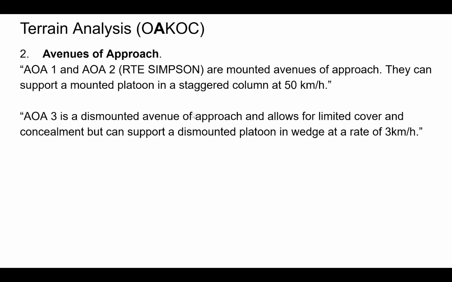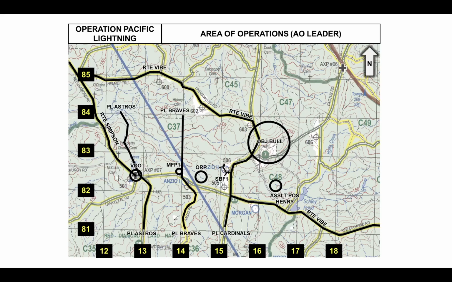Next is going to be avenues of approach. So this is more complicated. You probably don't really need to add it so much, but in a real operations order, it's going to list out a whole bunch of avenues of approach. Route Simpson, for example, like this avenue of approach 1 could be an MSR. It's kind of hard to explain, but generally, let's say you have an objective that we're going to, Objective Bull, any of the roads, Route Vive, Route Simpson, that's leading into the objective would probably be considered an avenue of approach.